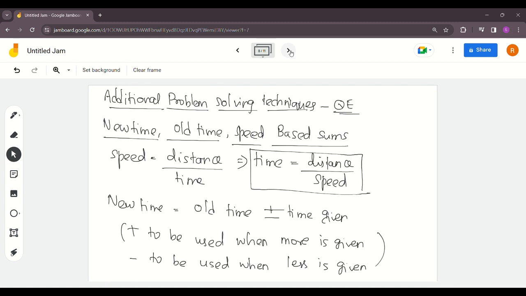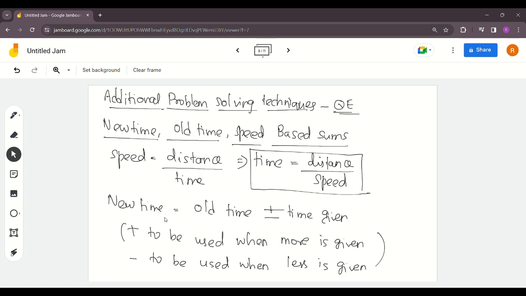Okay, now additional problem solving techniques: quadratic equations. This is an important model based on speed, new time, old time and so on. There is one example also. I have invented this method in a very unique way, so that you can do all the calculations at a very quick rate. Speed is equal to distance by time, and time is distance by speed. This is a very well known formula to all of you, because you might have studied this in physics.